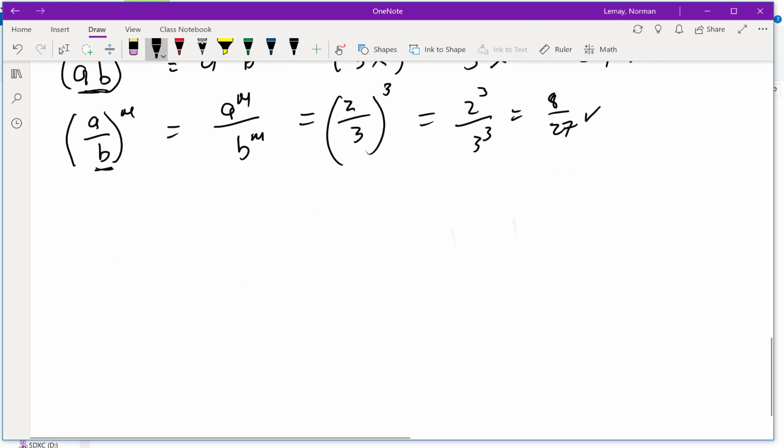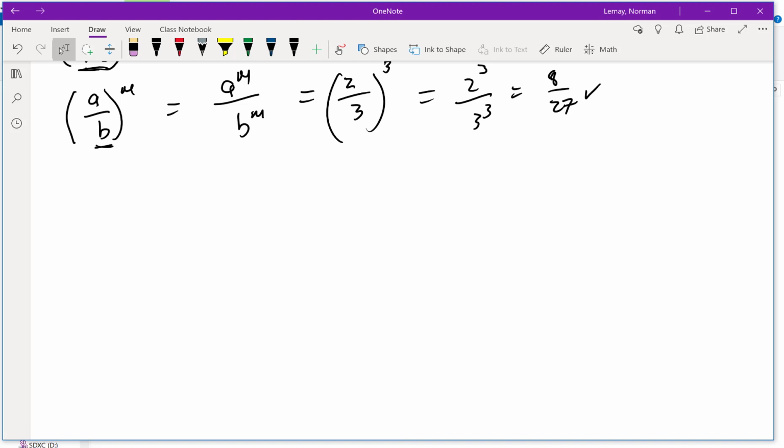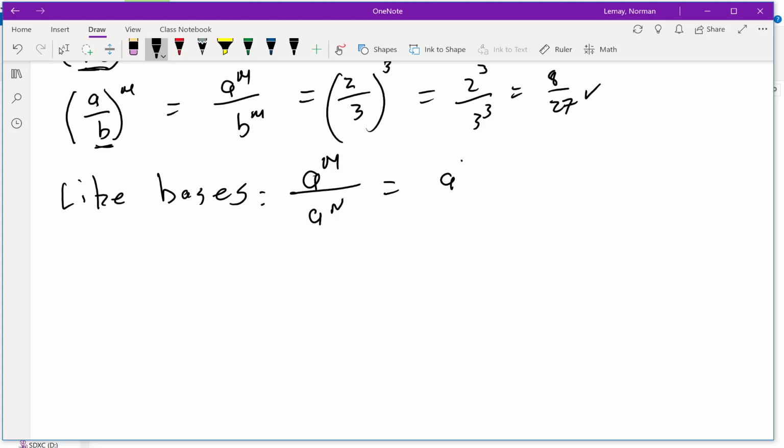Okay. Again, going back to like bases, if we have a to the m power divided by a to the n power, then we're going to have a to the m minus n. We kind of used this rule earlier when we were dividing a polynomial by a monomial. We were implicitly using this. We just kind of did a little shortcut around that.